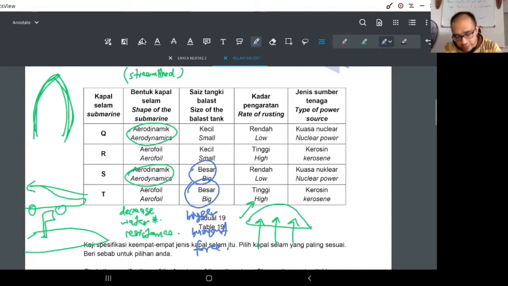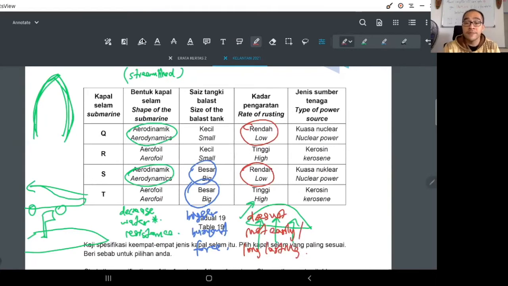Okay, low rate of rusting. This one is a normal one. The rate of rusting must be low so that it doesn't spoil easily, it lasts long, all this. Okay, does not rust easily, or the other one is long lasting. These are the two pretty standard answers. Okay, it doesn't rust easily, it is long lasting.